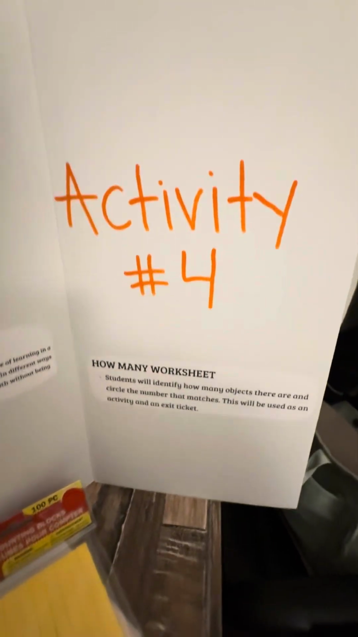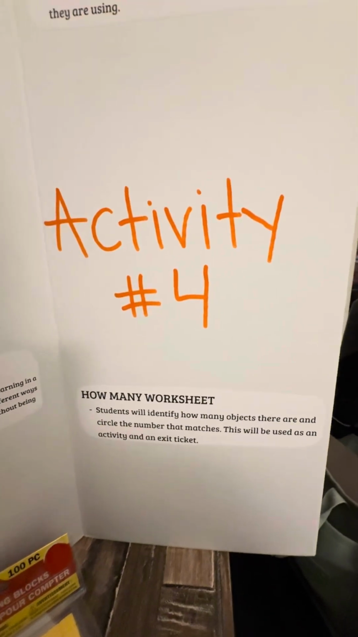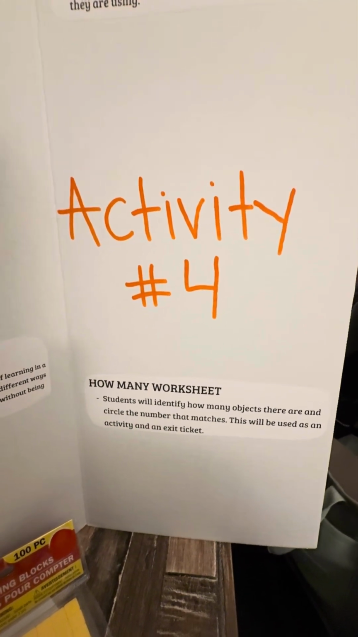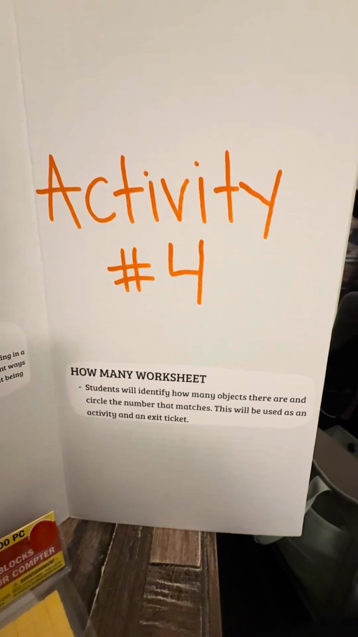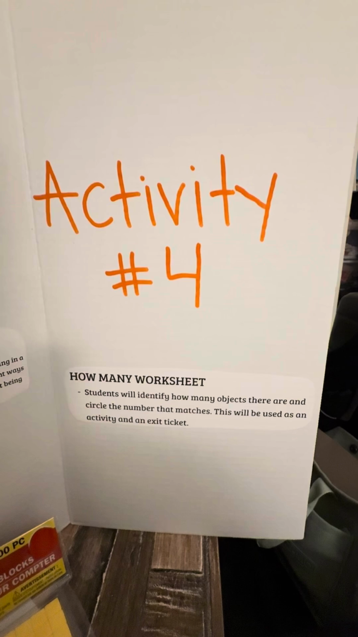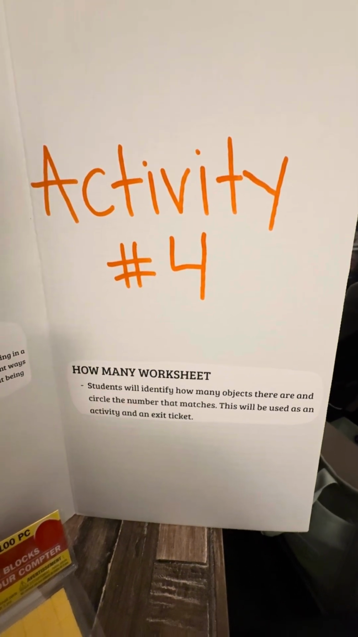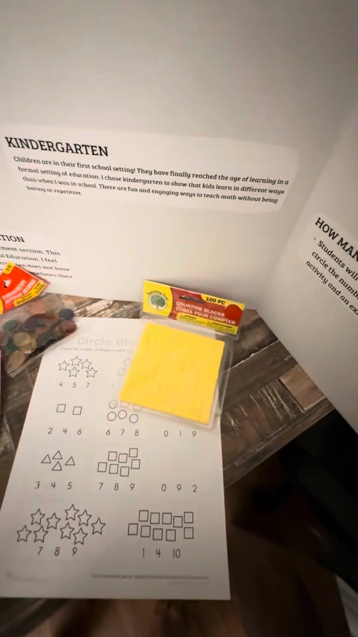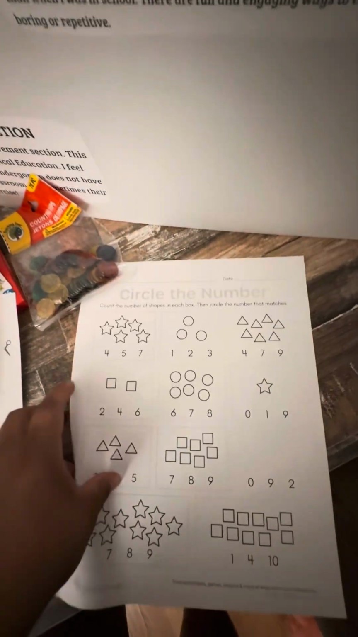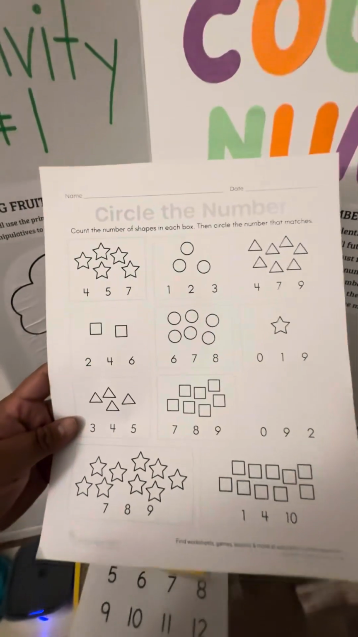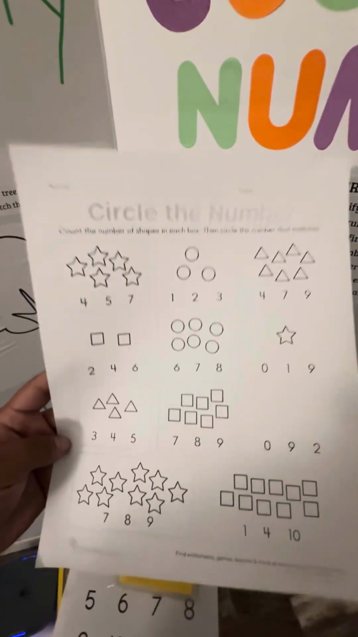And then lastly, I have activity 4, and it's my how many worksheet. This would be my formal assessment, my almost exit ticket, if you will. So students will identify how many objects there are and circle the number that matches. This will be used as an activity and an exit ticket. So here is that. It says circle the number. So they would count how many stars and then circle the number. They'd write their name, and I would use this as my formal assessment.